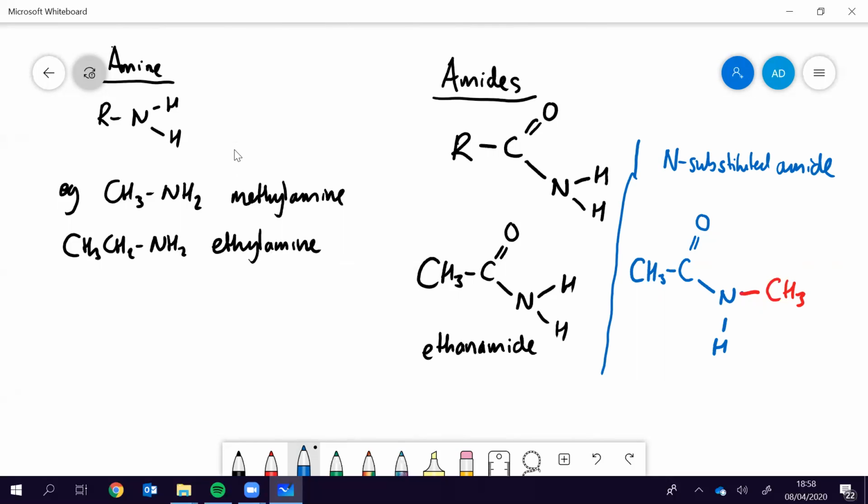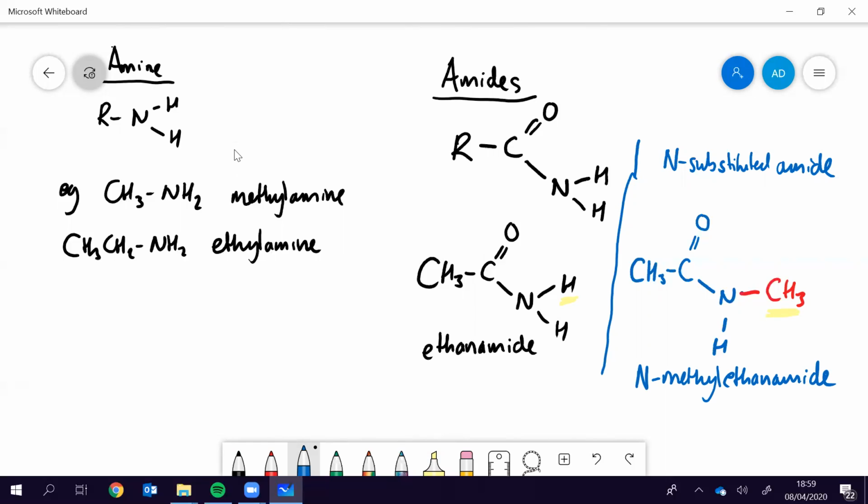And it is where one of the hydrogens on the amide group has been replaced by an alkyl group. So this one would actually be called N-methyl ethanamide. And that's where the name comes from.